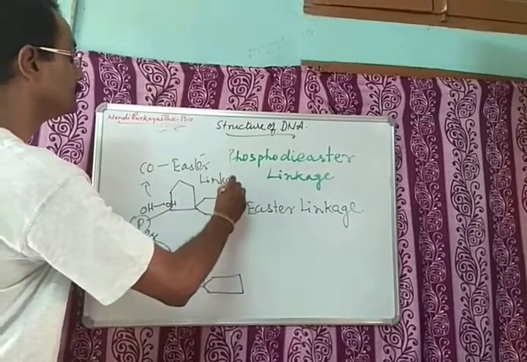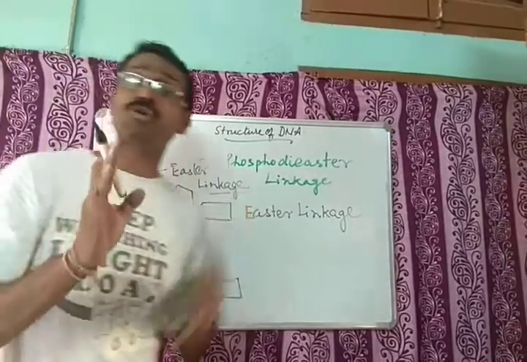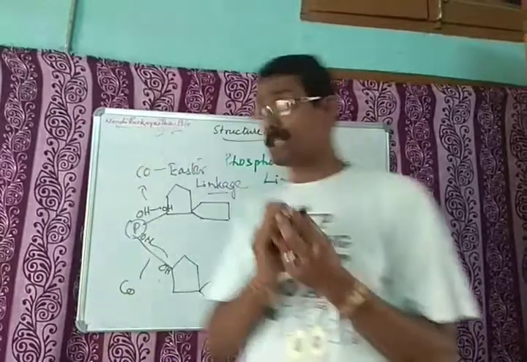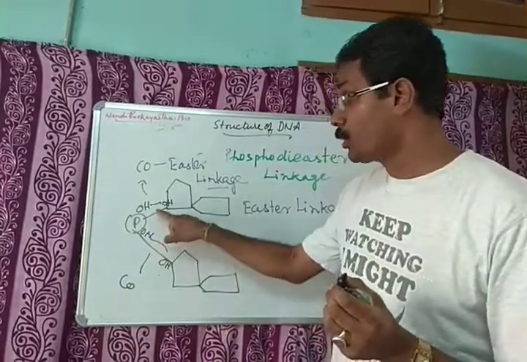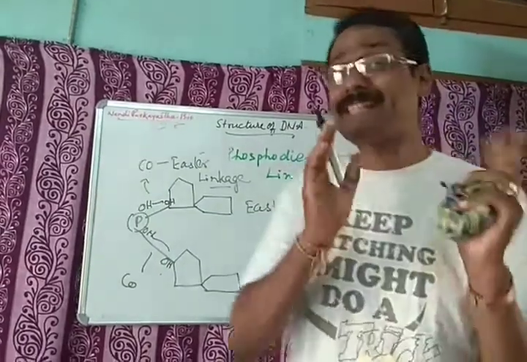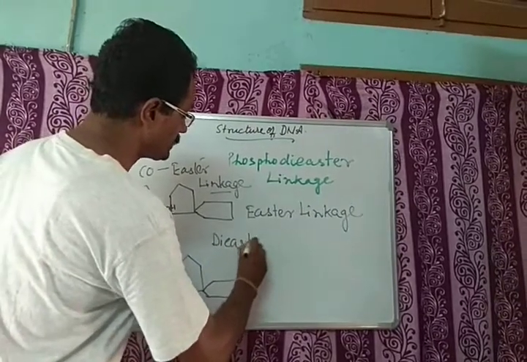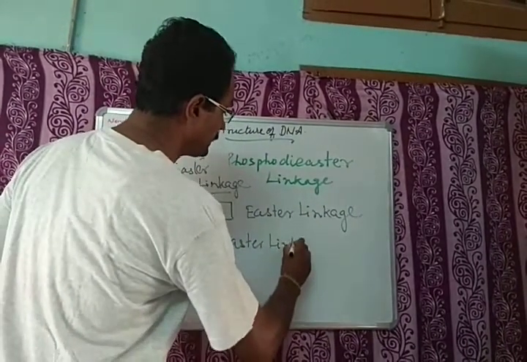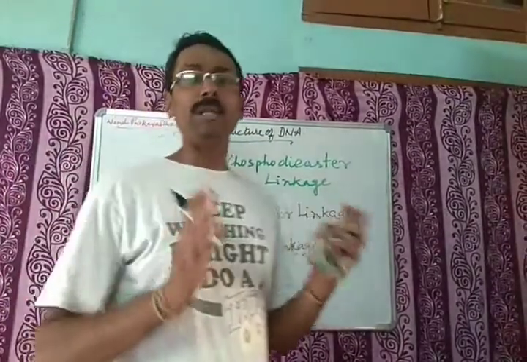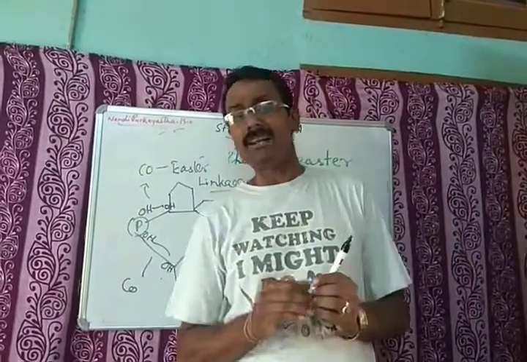It is called an ester linkage. How many ester linkages? One phosphoric acid is forming bonds with the sugars. It is forming two, one here and another here. So two. That is called a diester linkage. Because of this diester linkage, polynucleotides are formed. Understood?